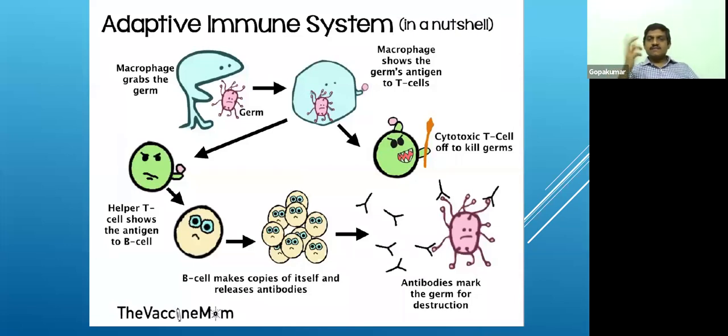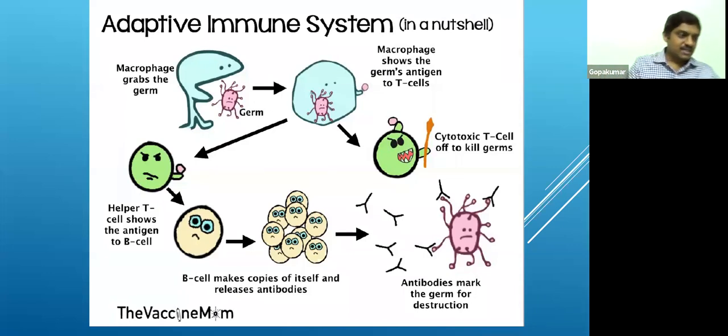So what they do is take the germ and show the germ's antigen. You might have heard of the antigen test. That means testing whether an antigen is present in a cell or in a body. So the germ's antigen is shown to a cell called a T cell, which is present in our immune system. Once the germ is shown to T cells, there are two types of T cells. One is called helper T cells, and another is called cytotoxic T cells, which will directly kill the germs.